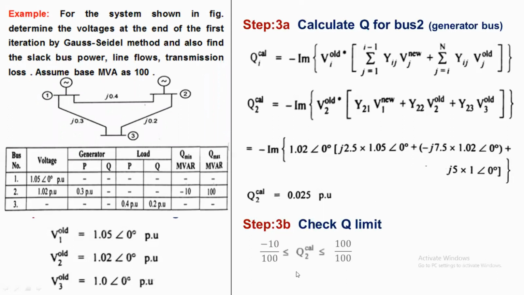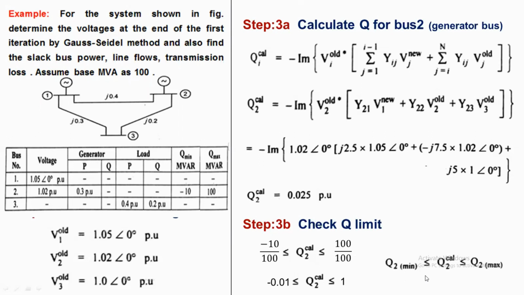Therefore, this becomes minus 10 divided by 100 less than or equal to Q2 calculated less than or equal to this maximum limit 100 divided by 100. Now that is equal to minus 0.1 less than or equal to Q2 calculated less than or equal to 1. Our Q2 calculated value is 0.0225. This value is within the limit. So we treat this bus as the generator bus. Then continue to the next step.